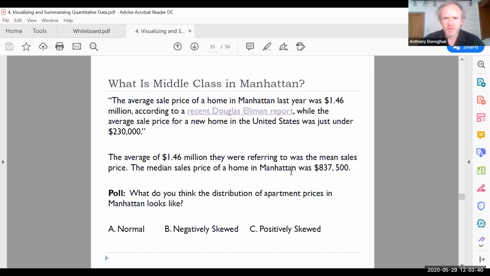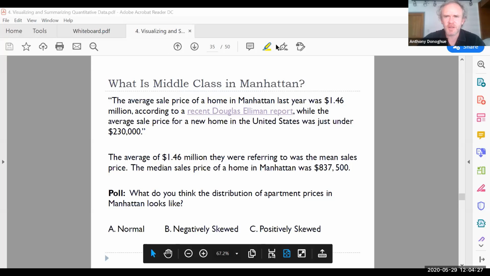And so what do you think the distribution of apartment prices in Manhattan looks like? Is it normal, negatively skewed, or positively skewed? And so A, B, or C, you can throw it in the chat. You can all throw it in the chat. They want to be all part of it. Yeah, so we're seeing C's all the way here. I promise you the questions get more challenging. Yes, so C, positively skewed. So we think it's positively skewed.